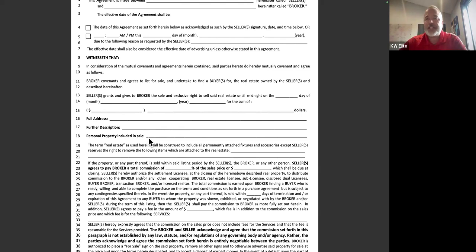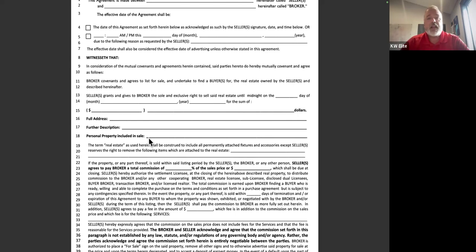Personal property included in the sale. This is all of the appliances. This can be storage buildings, basically anything that is considered personal property, not fixtures, because fixtures are covered a little bit later on. You can kind of put them both in here, but most of the time you're going to see appliances, garage door openers, things along those lines. Sometimes we'll see blinds, even though technically that's a fixture. But this is where it's basically everything that you're going to leave.